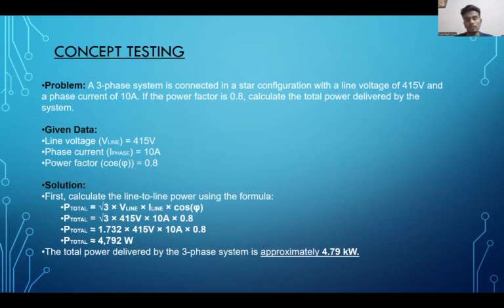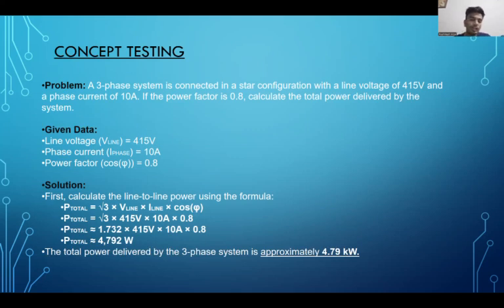For testing our concept, here is a problem. A three-phase system is connected in a star configuration with a line voltage of 415 volts and a phase current of 10 amperes. If the power factor is 0.8, calculate the total power delivered by the system. Analyzing the given data, line voltage is 415 volts, phase current is 10 amperes, and power factor, also called cos phi, is 0.8.